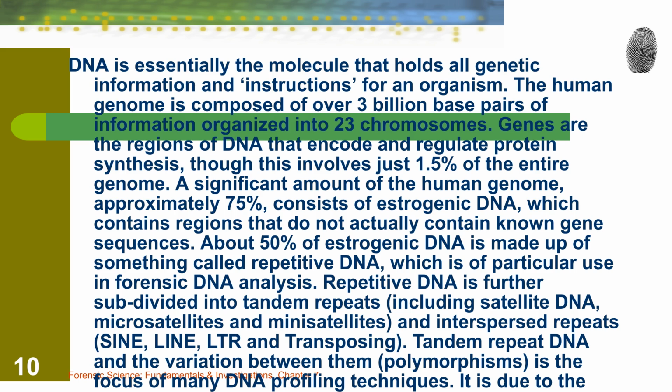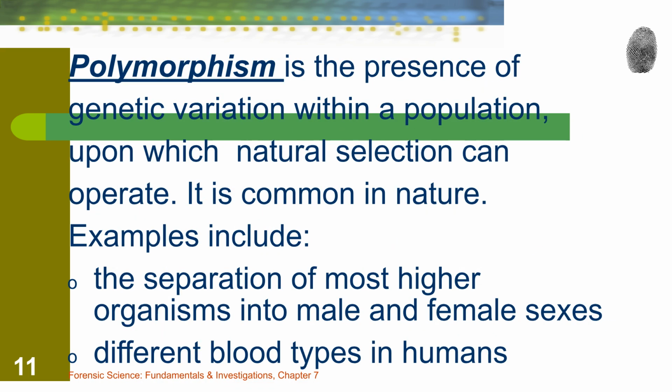The human genome consists of over 3 billion base pairs. Genes, which regulate protein synthesis, make up only 1.5% of the genome. Repetitive DNA, the focus of DNA profiling, accounts for about 50% of the genome and produces a unique band pattern for each individual. Polymorphism is the presence of genetic variation within a population. Examples include the separation into male and female sexes and different human blood types.